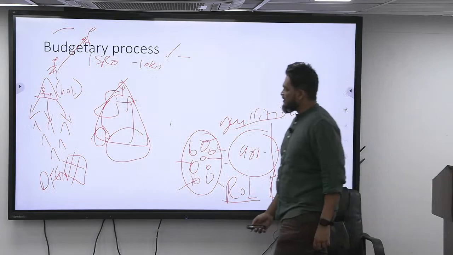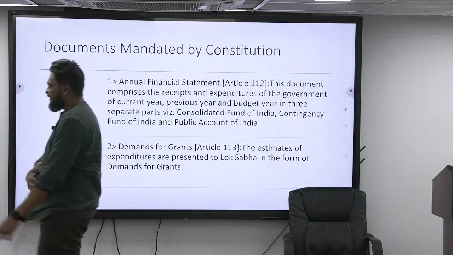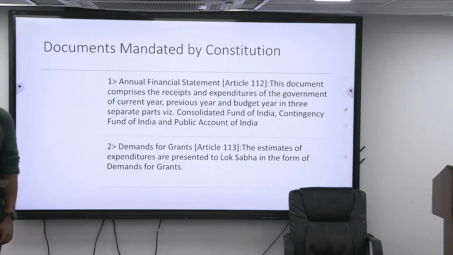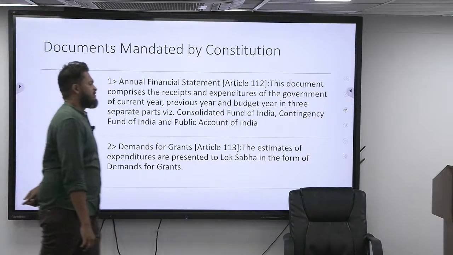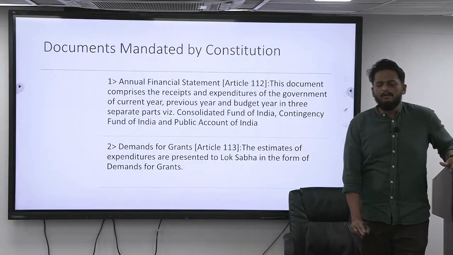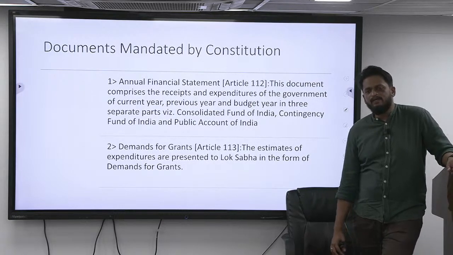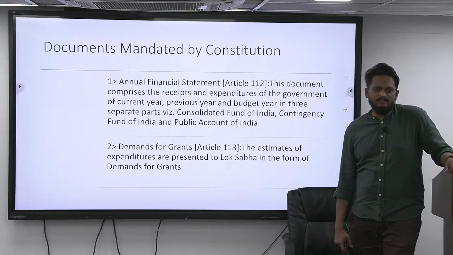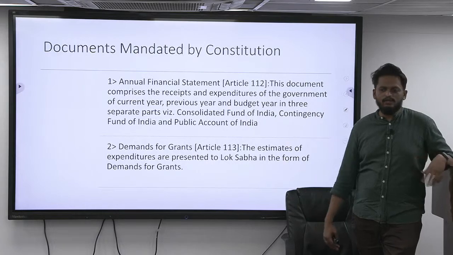This is the process, and in the Constitution they have given some rules that some documents are mandatorily necessary to be presented in the budget to the Parliament. Parliament means they are representatives of people. On behalf of people, they will ask questions to government. So once they present all these documents, Parliament will read these documents and hold the government accountable.